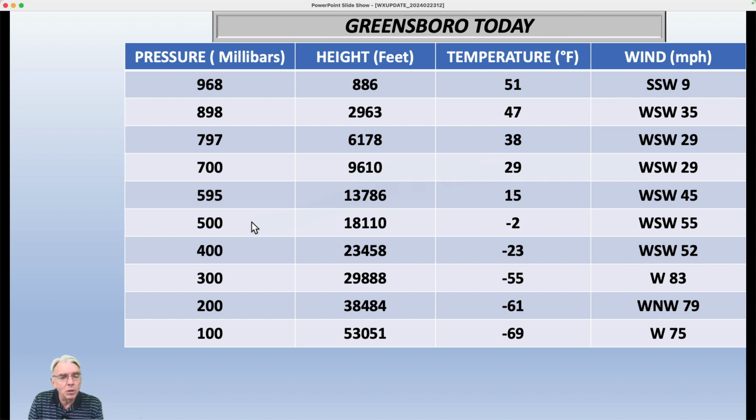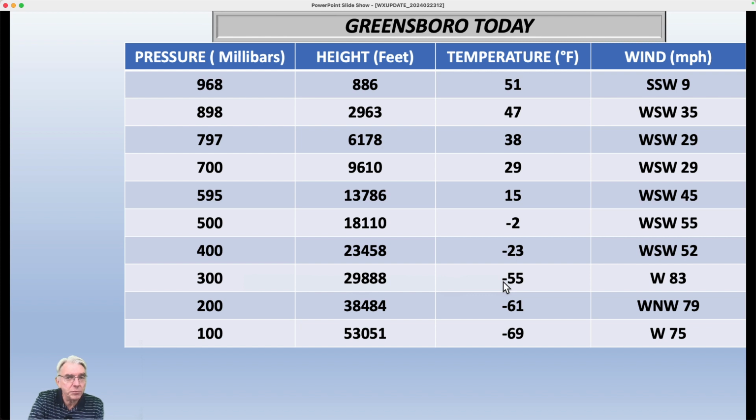Then we get to 500 millibars, which is a standard level that meteorologists look at for the general steering currents in the atmosphere. So today, that was a little over 18,000 feet up. Temperature was -2, this is in Fahrenheit, and the wind was out of the west-southwest at 55. Now, let's jump to 300 millibars. Now we're almost at 30,000 feet.